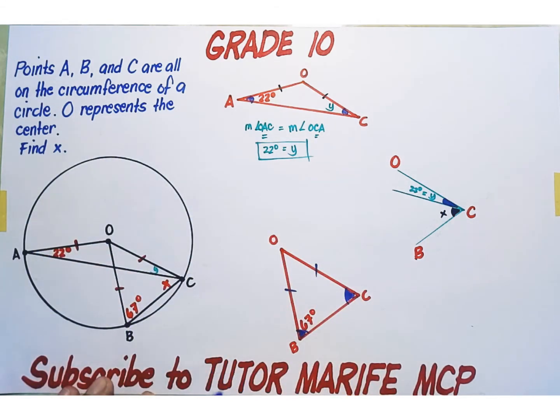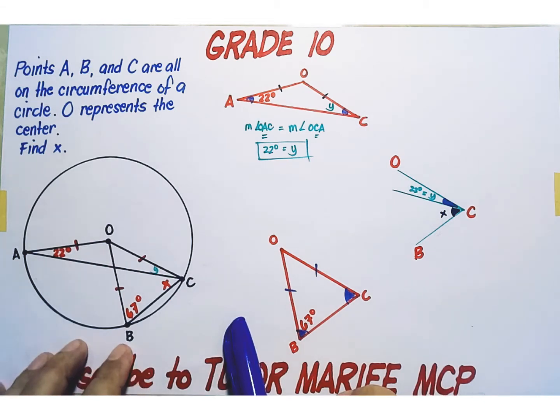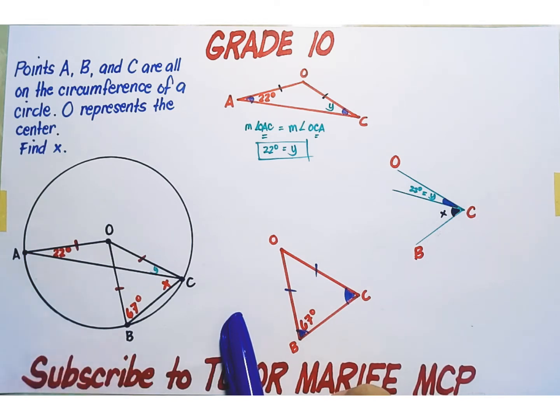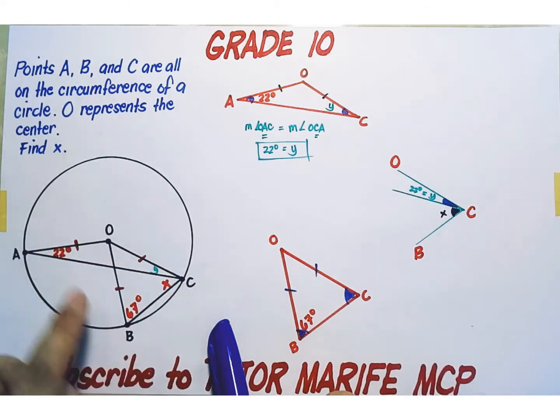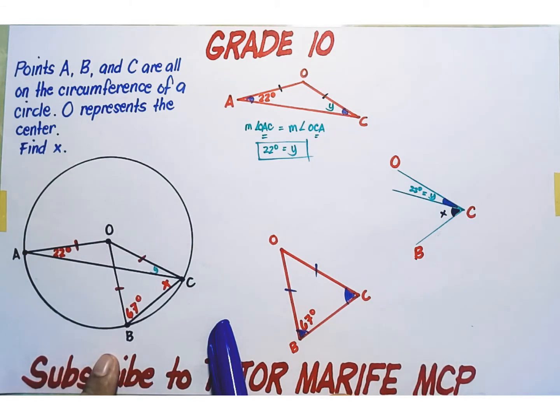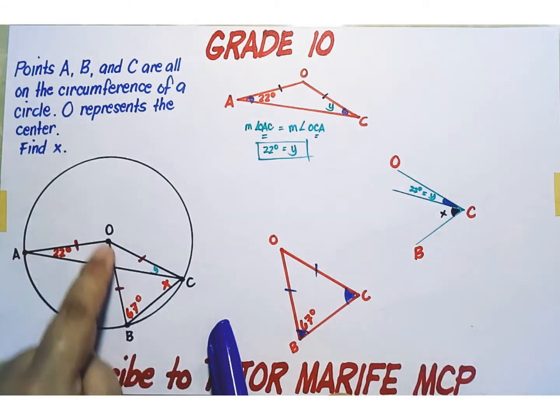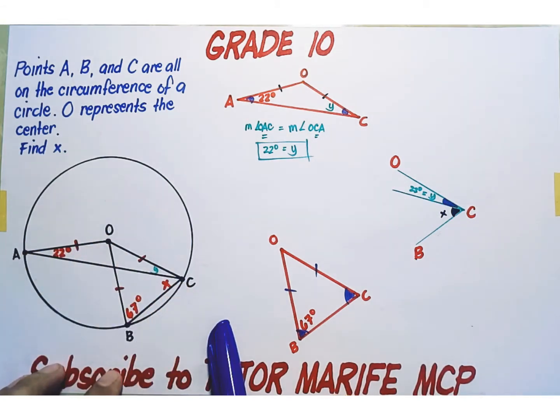Next, let's consider a basic property of a circle stating that all radii of a circle are equal in length. With reference to that property, we can mark segments OA, OB, and OC with hatch marks to indicate that these three radii are equal in length.